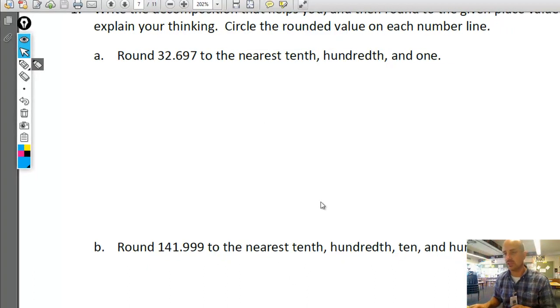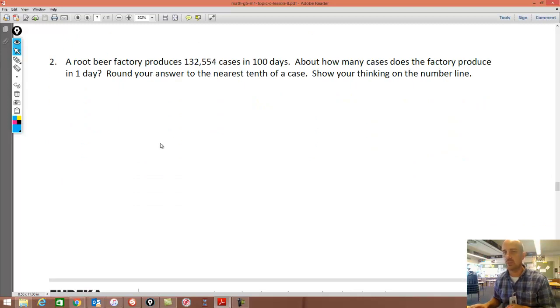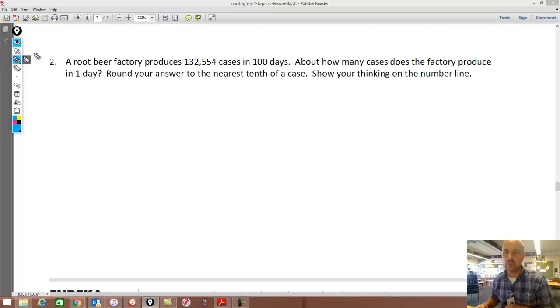What I want to do is scroll down. Thank you. We have a really good word problem here, and I'd like to focus on it. This brings in a couple of different skills that we've been working on. So let's try this out.